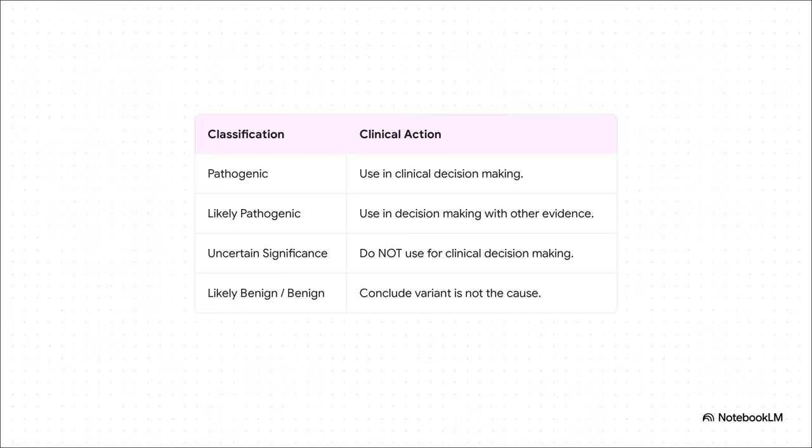This table really brings it all home, doesn't it? It's a perfect summary. If you see pathogenic or likely pathogenic, yes, you can use that for clinical decision-making. For likely pathogenic, you'll feel even better if it fits with the rest of the clinical picture, but it's still actionable. Uncertain significance? We've said it a dozen times, but here it is again. Do not use it for clinical decisions. And if it's likely benign or benign, you can breathe easy and conclude that this specific variant isn't the problem.